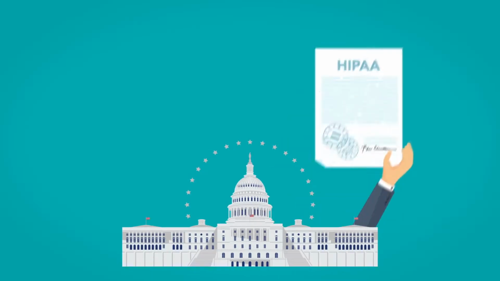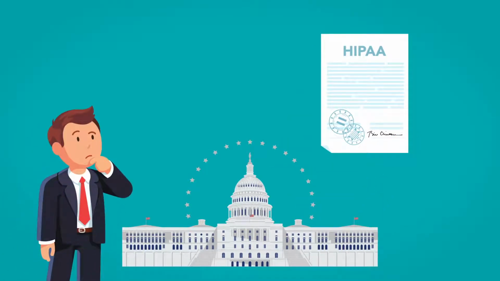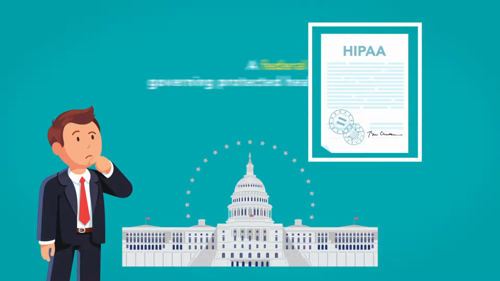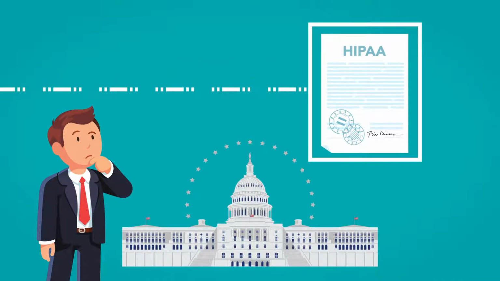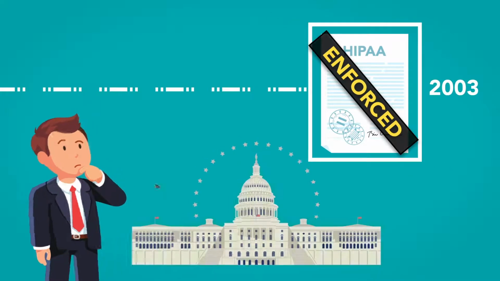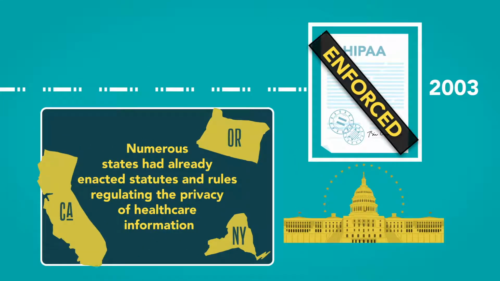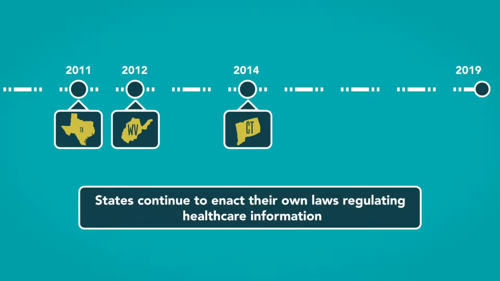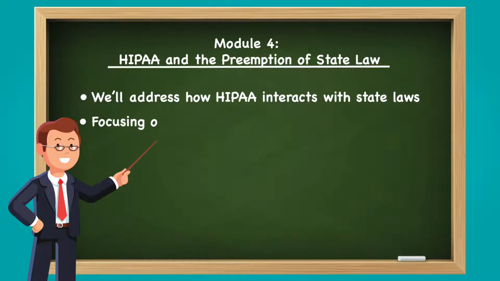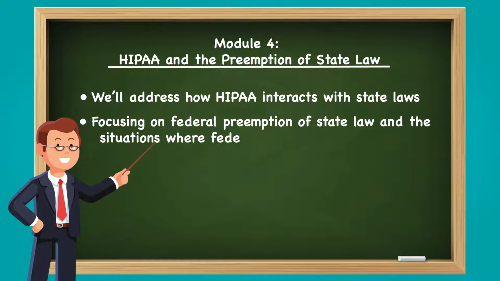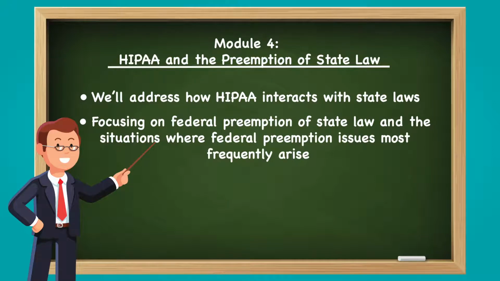When Congress passed the Health Insurance Portability and Accountability Act of 1996, it sought to provide a federal framework for governing protected health information. Before HIPAA went into effect in 2003, however, numerous states had already enacted statutes and rules regulating the privacy of healthcare information. Even after the federal law's passage, states continue to enact their own laws regulating healthcare information. In this module, we'll address how HIPAA interacts with state laws, focusing on federal preemption of state law and the situations where federal preemption issues most frequently arise.